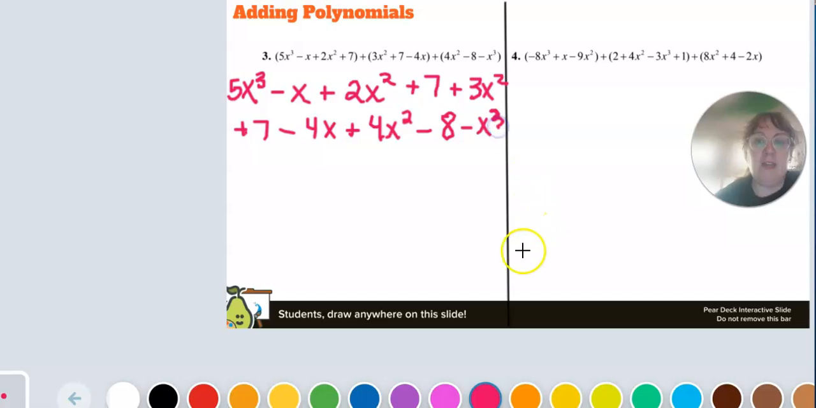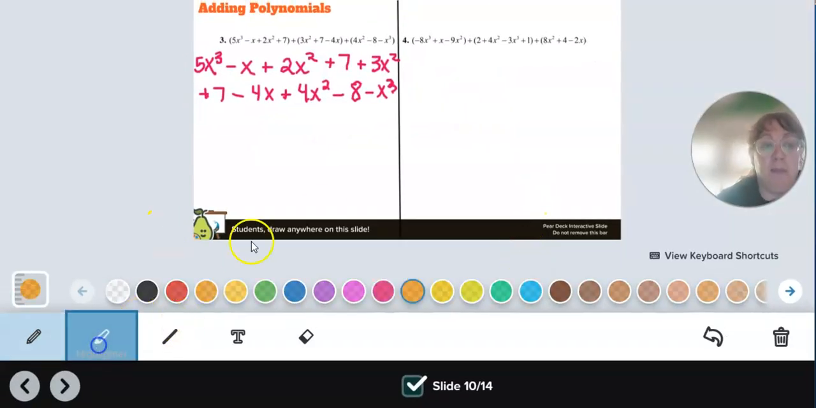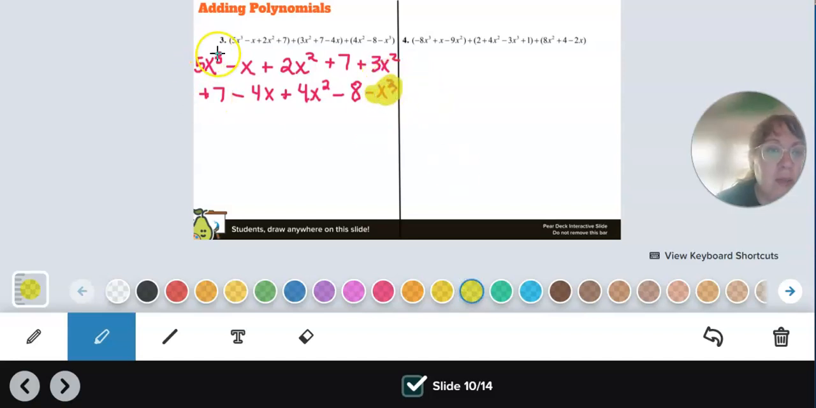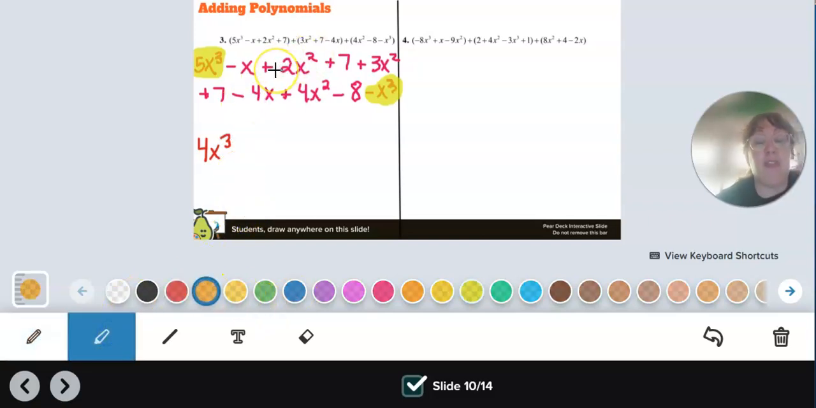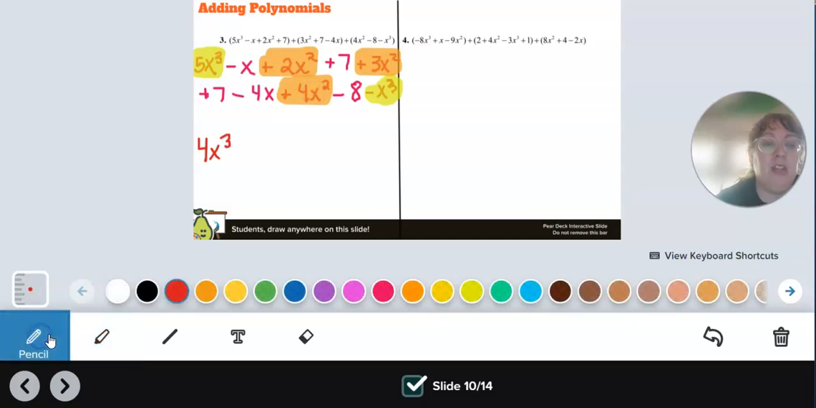So to put it in standard form, it's easiest to start with the biggest degree, right? Which is our x cubed. We have a negative x cubed and we have a 5x cubed. I think those are the only two. So 5x cubed minus 1x cubed is going to get us 4x cubed. Then after the degree of 3 comes a degree of 2. So we have a positive 2x squared, positive 3x squared, and a positive 4x squared. 2 plus 3 is 5, plus 4 is 9. So we have a total of 9x squared.